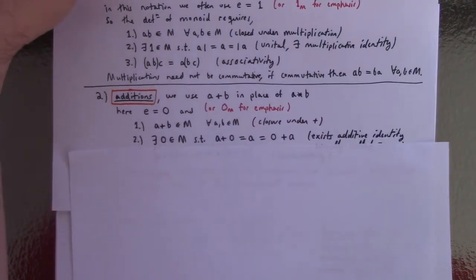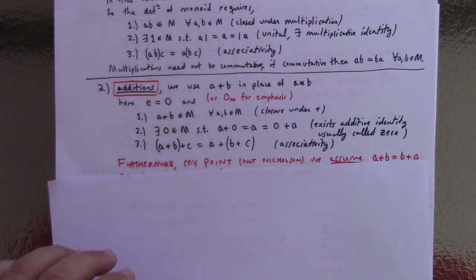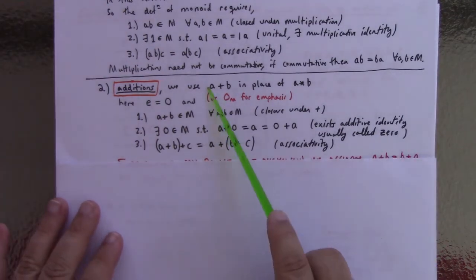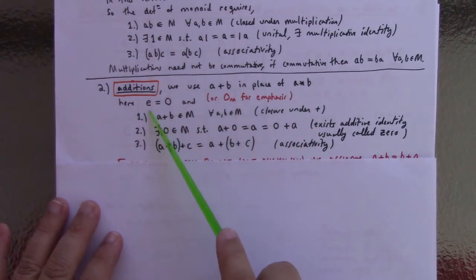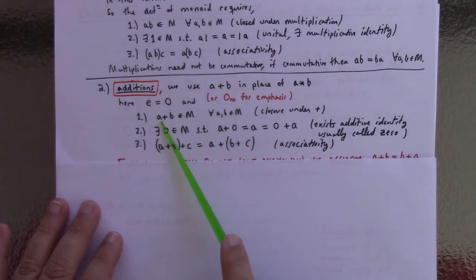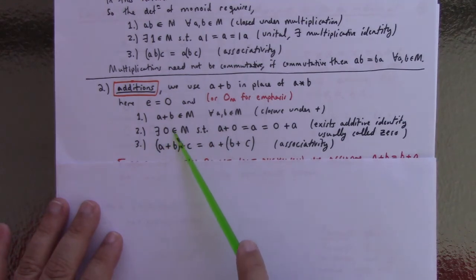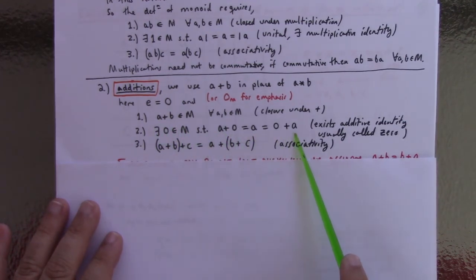On the other hand, there's another class of examples we have, addition, right? And so for addition, we write a plus b in the place of a star b. Here the identity is 0, or 0 sub M for emphasis. We must insist that the sum of two things, a plus b, is in M again whenever a and b are in M. It's closure under addition. There has to be an additive identity, which we call 0, like this, right? And associativity under addition looks like the following, right?